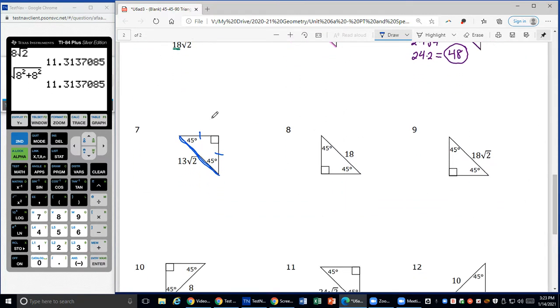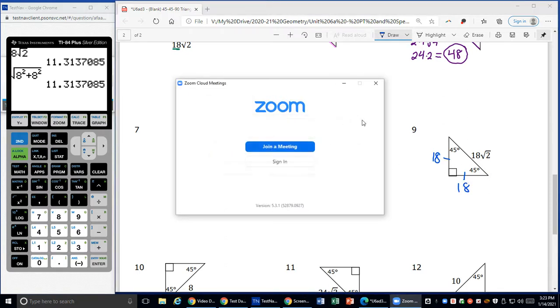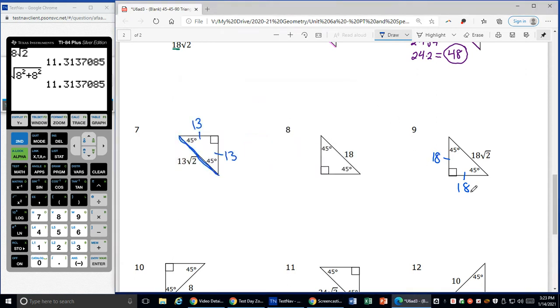So I need to figure out what this leg is, so that I get 13 square roots of 2. Well, the legs both had to be 13, so that I could get 13 square roots of 2. Same thing if I come over here and look at this number 9. 18 square roots of 2 means both of my legs must have been 18. So that I got 18, 18, 18 square roots of 2.